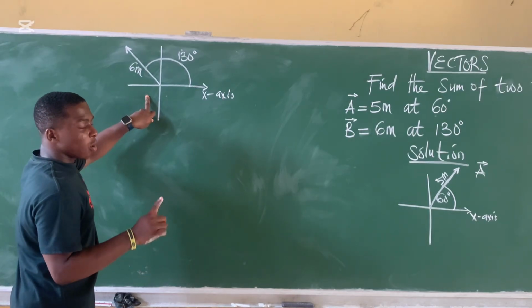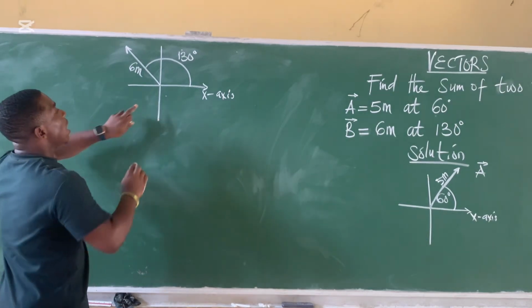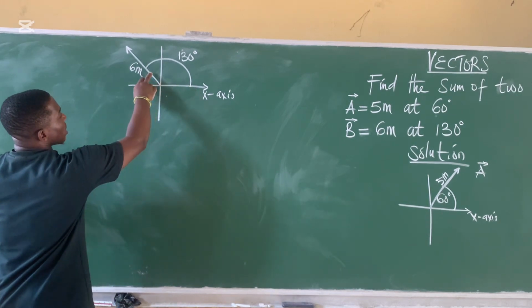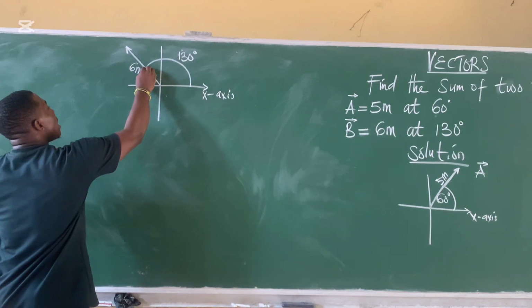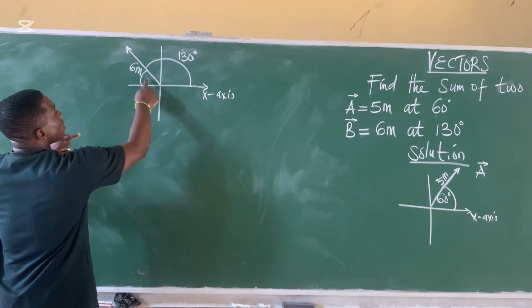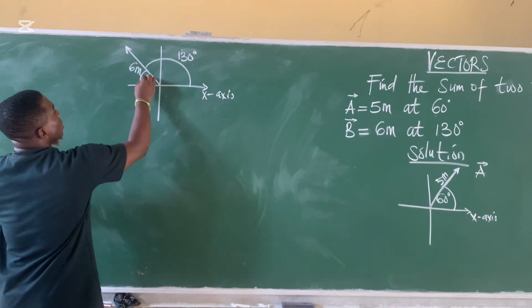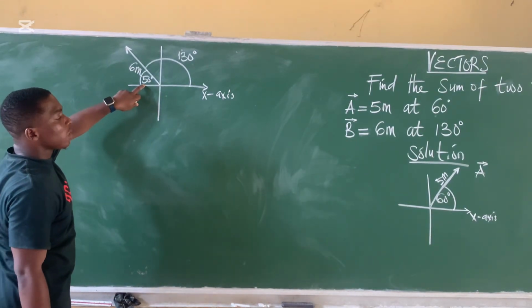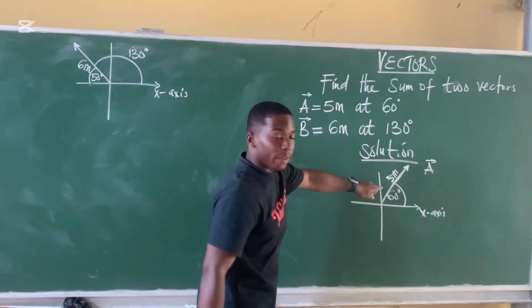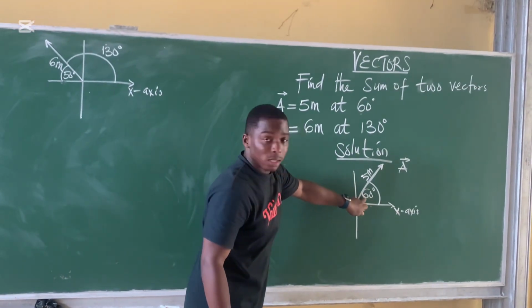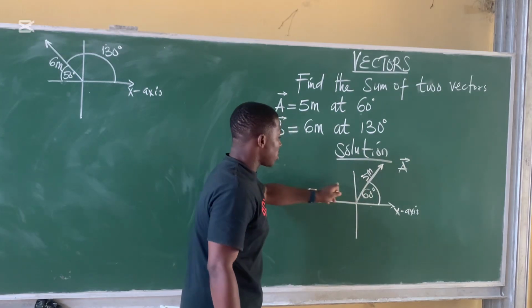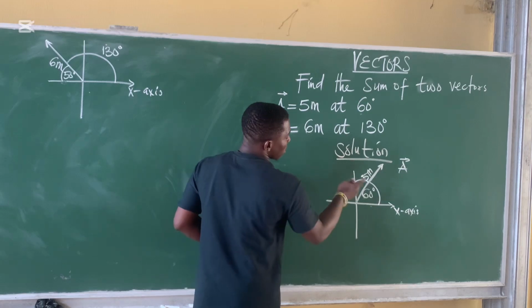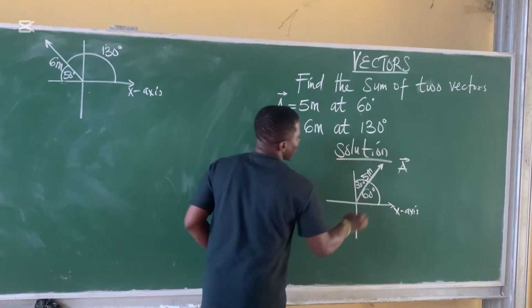Please observe something. If you look at vector B, I know that each quadrant is 90 degrees, alright? So from here to here is 130. It means this remaining angle, to make it 180 minus 130, is what? 50 degrees, alright? So the remaining angle is 50 degrees. The same thing for vector A, I know that from here to here is 60 degrees, alright? It means the remaining angle, to make it up to 90, is 30 degrees, alright?